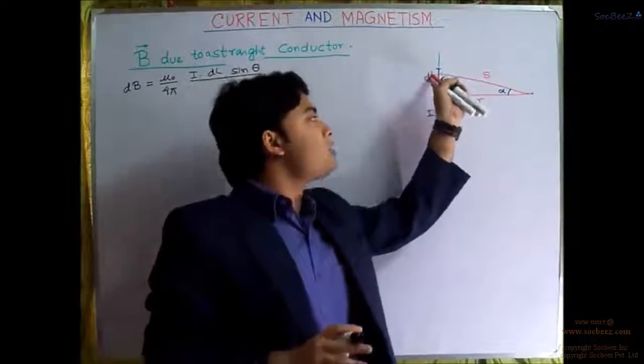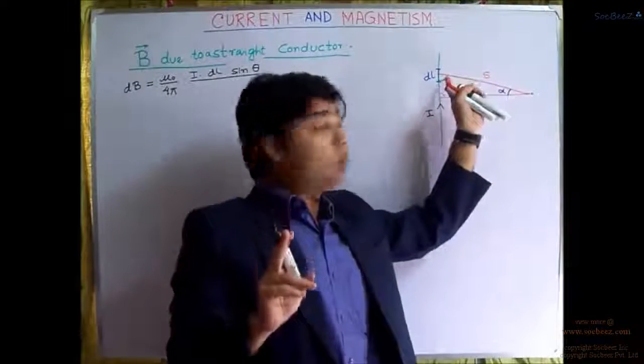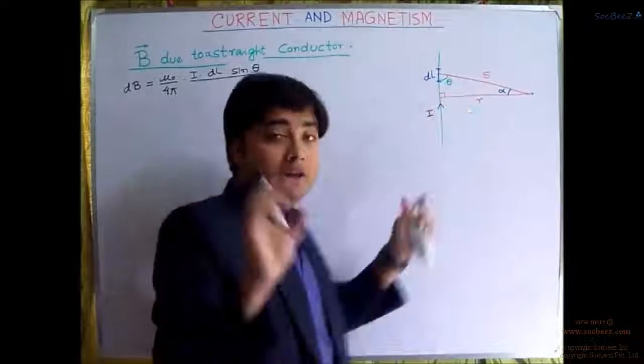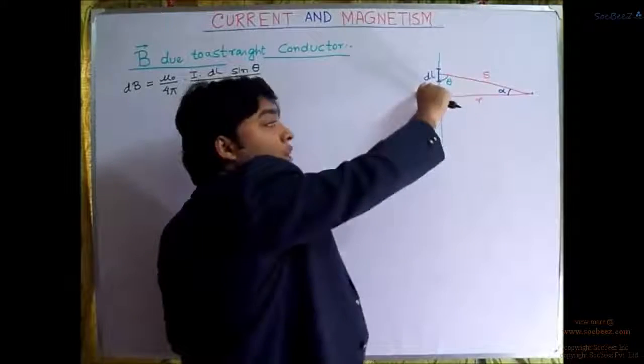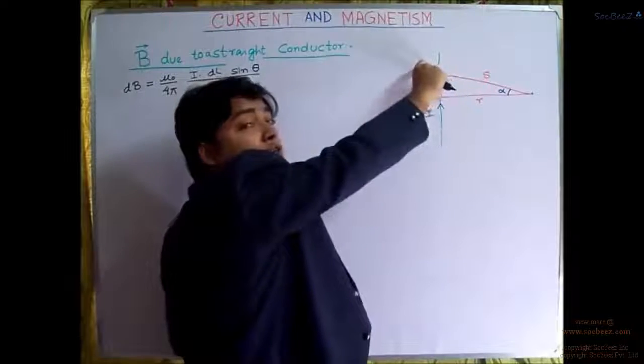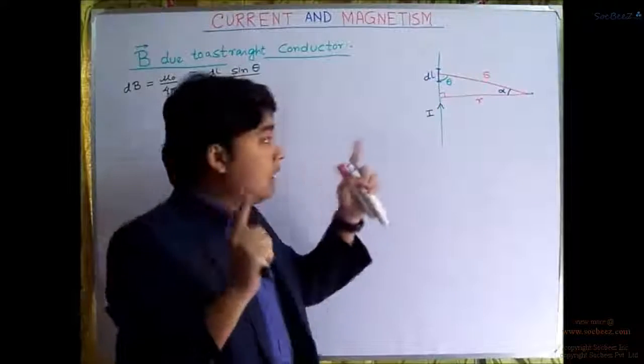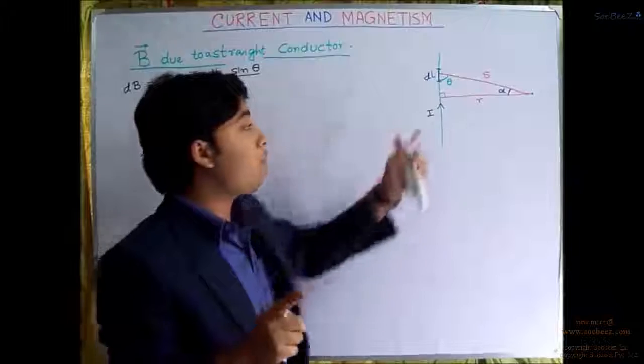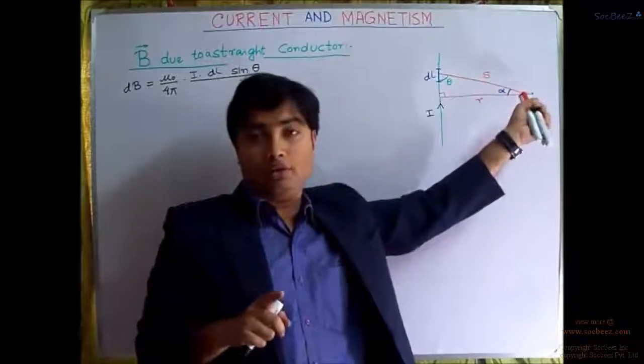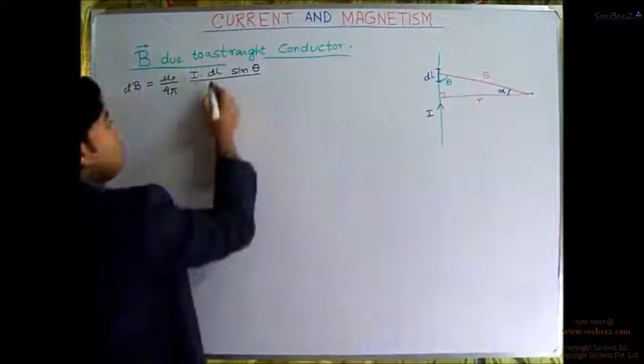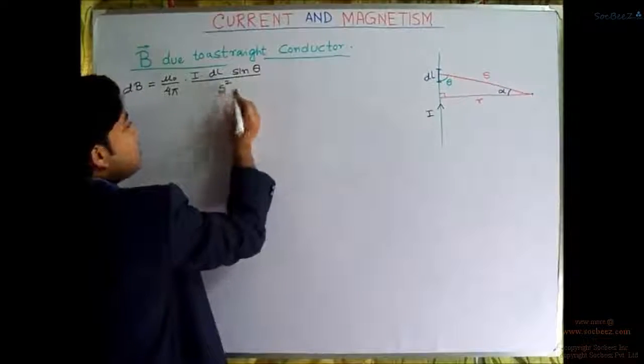In this case, observe this is S, not R, because if it had been R, then we would need to take this dl over here. But since this dl is over here, we have to calculate the distance of separation from this point to over here, right? So this will be S square.